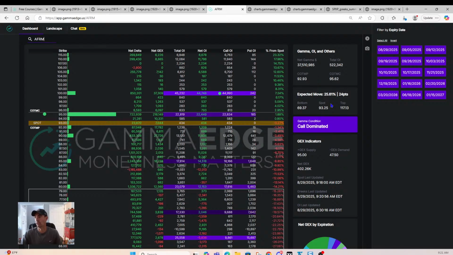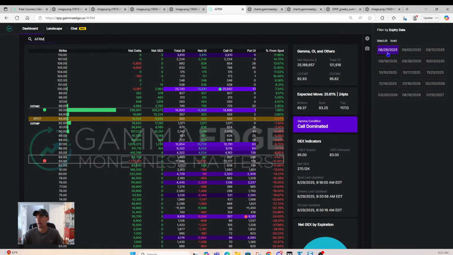Expected move is 24 points, 25. That expected move is a little off, I think, so we'd have to look at recalculating that. That may be due to the low OI also. I like to see, obviously, single expiry OI is only 121,000, which is above our 100,000, but you'd like to see that a little bit higher. On the single expiry, it's call dominated, 95 and 100 above transition there.